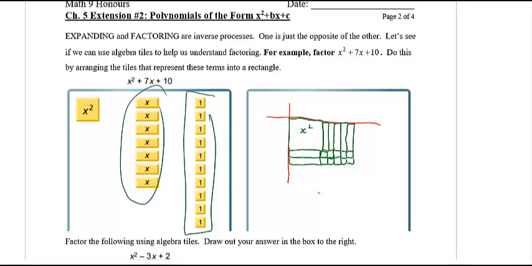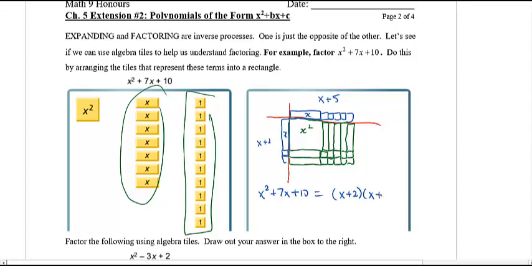But then what does this mean? Well, what are the factors? You're looking here. This is x, and then you have 1, 2, 3, 4, 5. And over here you have x, and you have 1, 2. So your factors are x plus 5 and x plus 2. So ultimately what you just told me is that x squared plus 7x plus 10 can be factored into x plus 2 times x plus 5.